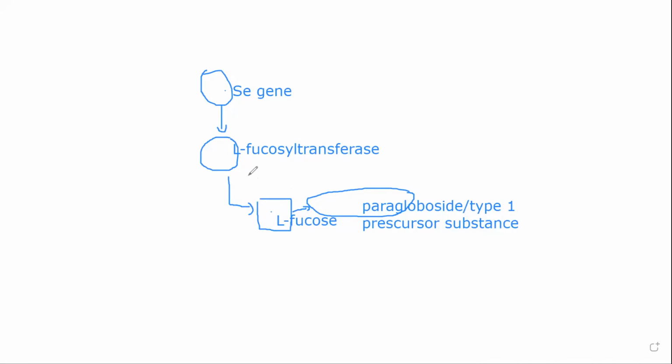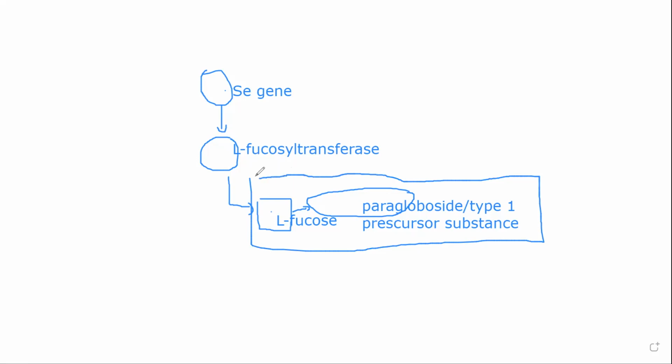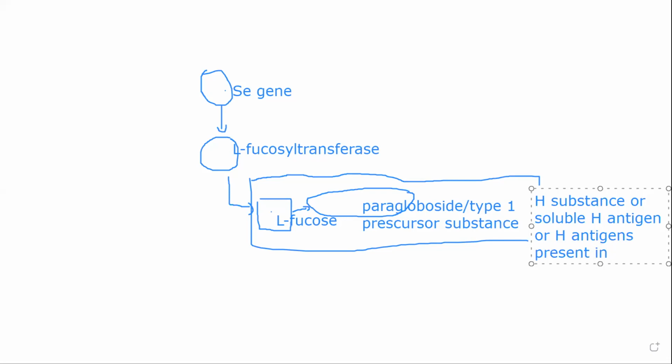So this entire structure now, class, is the H substance or the soluble H antigen. Meaning, this H antigen is found in antigens present in body secretions and body fluids. Okay? Class, naintindihan? So we have here muna the type 1 paraglobucide.